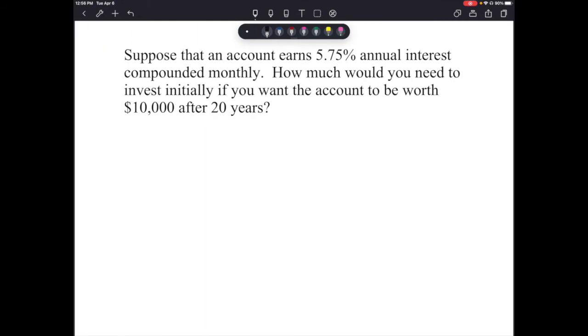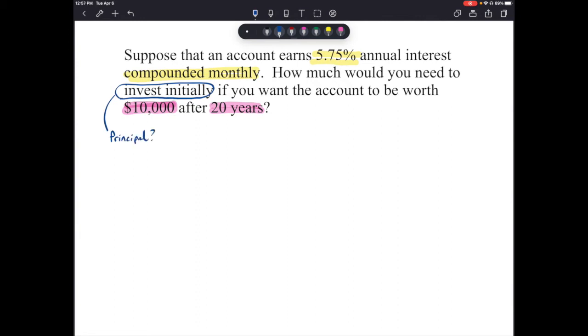The next problem says, suppose that an account earns 5.75% annual interest compounded monthly. Okay, so we're earning 5.75% annual interest compounded monthly. How much would you need to invest initially if you want the account to be worth $10,000 after 20 years? So we want it to end up equaling $10,000 after 20 years. Okay, so what we don't know is our initial investment. How much do we need to invest initially, or what is our principal? This is our principal.